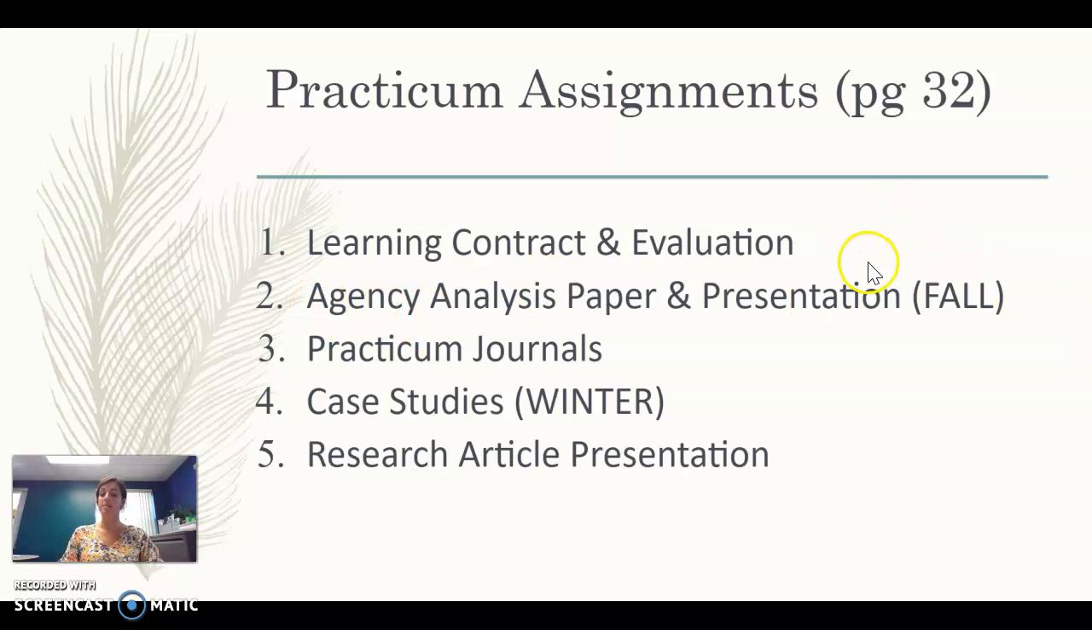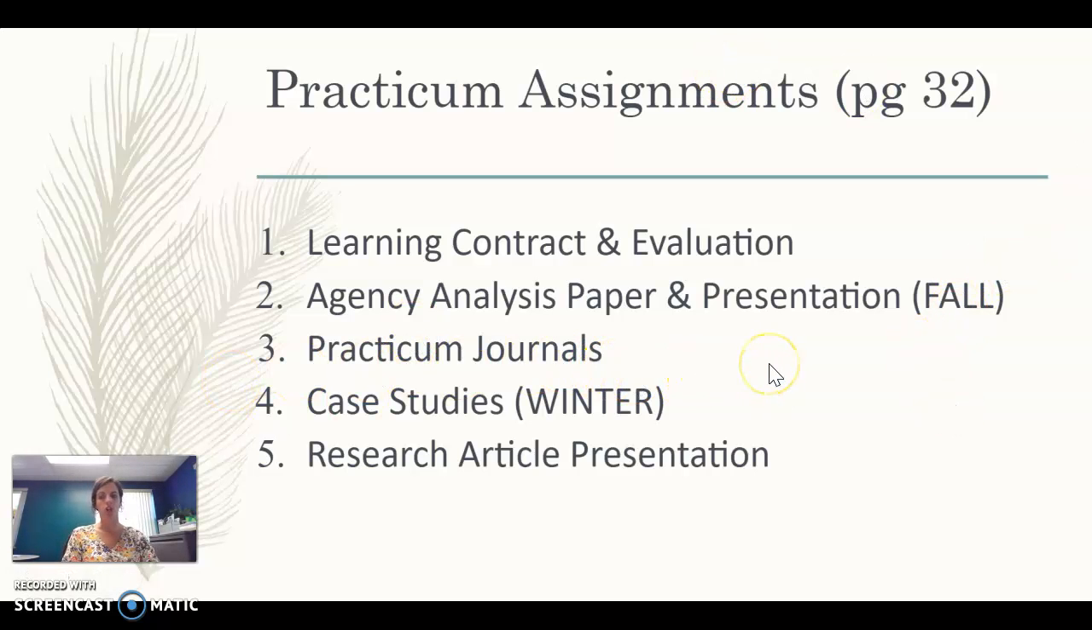An assignment that is specific to the fall semester is the agency analysis paper and presentation. The students will need to collect some information regarding their agency, present it to their peers, and collate all the information into the paper. This helps students look at their practicum sites in a macro setting, not just at the individual level of the work they're doing day-to-day, but to understand the bigger picture and the organizational piece. And so that is specific to the fall semester.